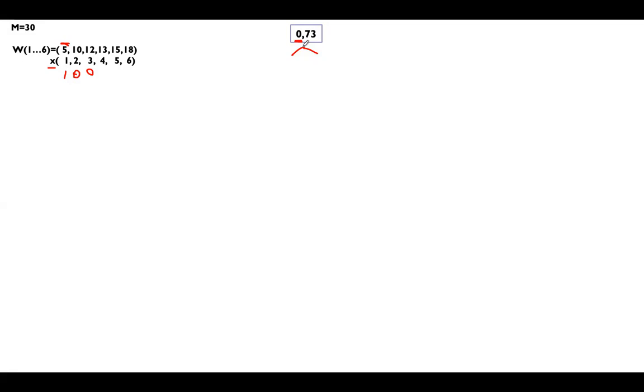That is x1 is equal to 1. x1 is equal to 1 means I have selected the first element in my subset. See, our task is to find out all possible subsets whose sum will be equal to 30. So first, I will select element x1, that is the first element.